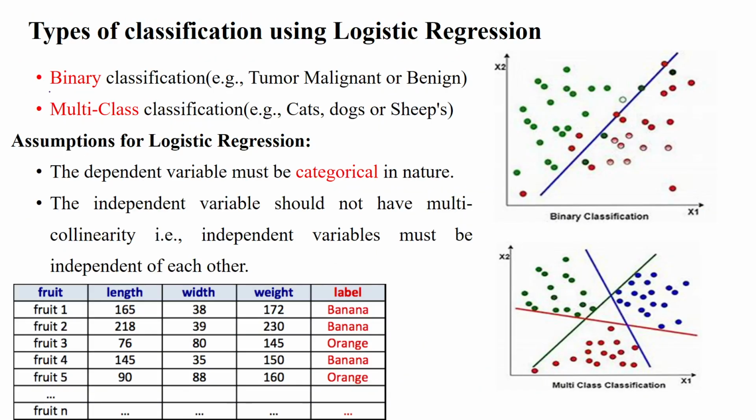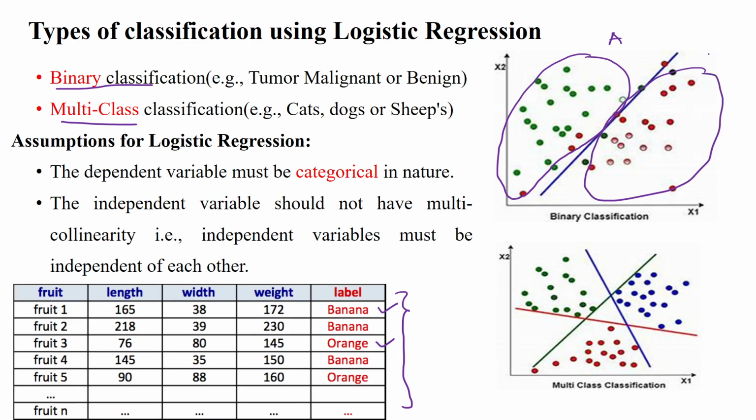Logistic regression can be applied to binary classification and also multi-class classification. Binary classification means our entire data set will have only two classes. For example, the banana class and orange class, all the data points belong to only two classes. So this is class A, and these data points are class B. Only two classes are available for the entire data set.